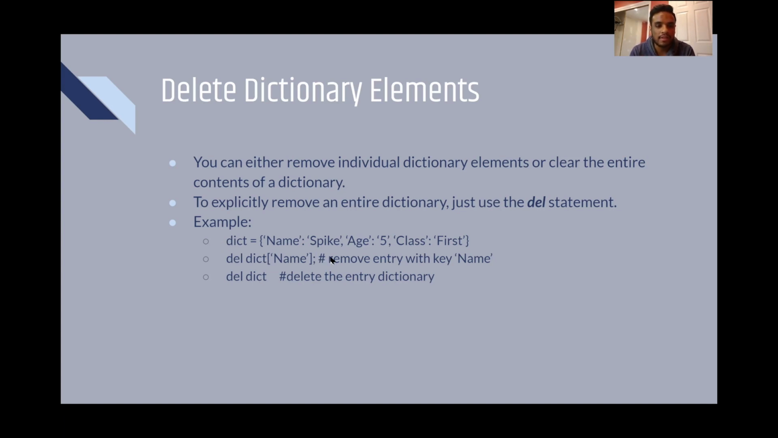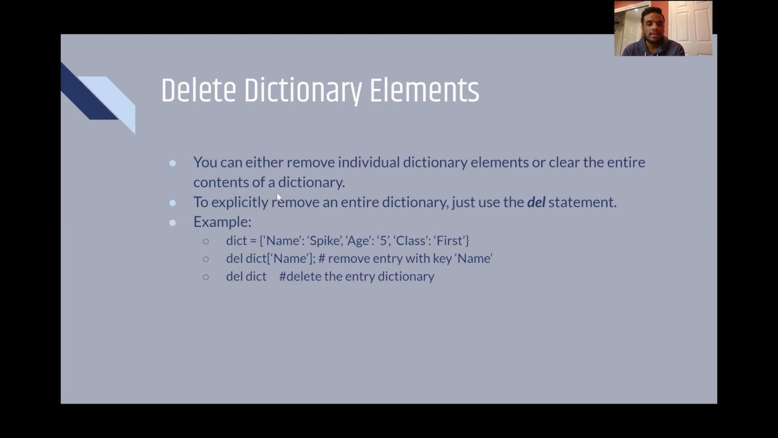So in this case, I have the same dictionary I showed you before. The key name assigned to the value Spike, the key age assigned to the string 5, and the key class assigned to the string value first. And let's say I want to delete the key name out of it.